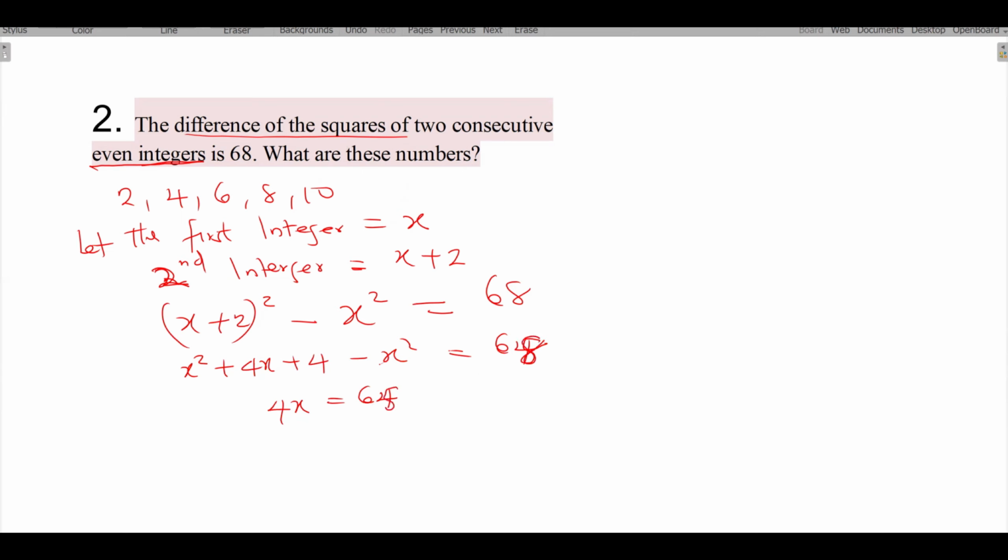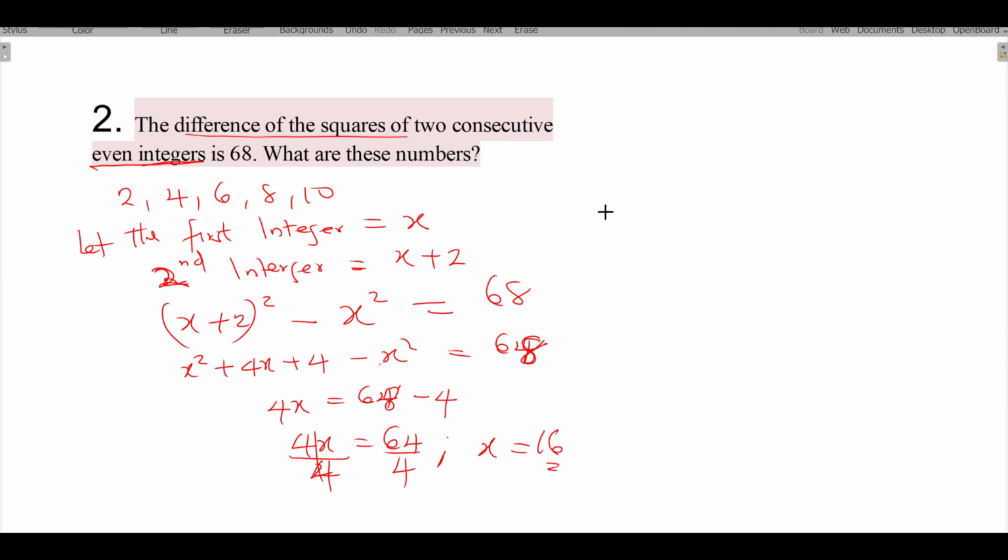So that will be 68 minus 4. So 4x equals 64. Divide both sides by 4. So that means x is equal to 16. x is equal to 16.